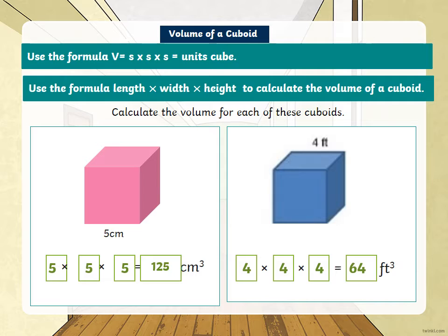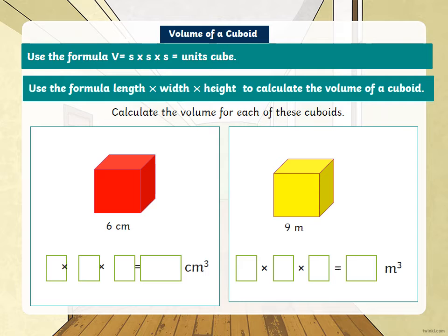Now let's look at this one here. We notice that one length is 4, so it means that the length, the height, and the width must be 4. So when we multiply 4 times 4 times 4, our answer is 64. Our measurement unit is feet, and so we have to put feet cube.